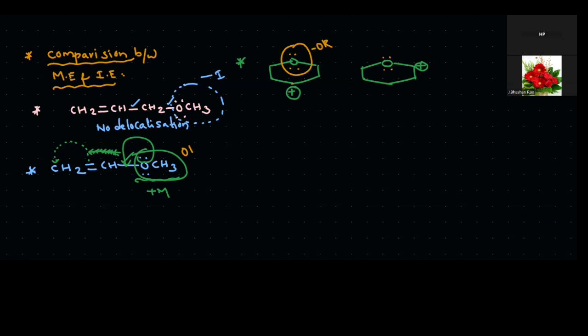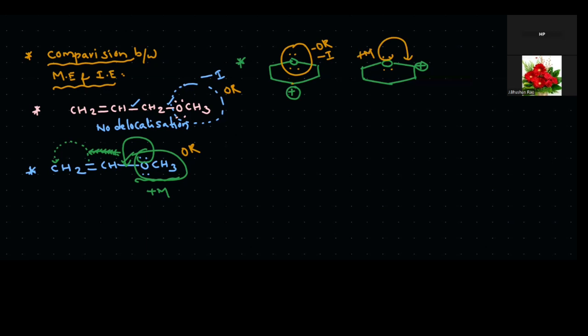But in this case, the OR group donates electrons to the adjacent carbocation. Adjacently, if any positive charge is present, it acts as an electron donor. Electron donor means it is a plus M group. Here this group acts as a plus M. So the difference between them is very, very important.